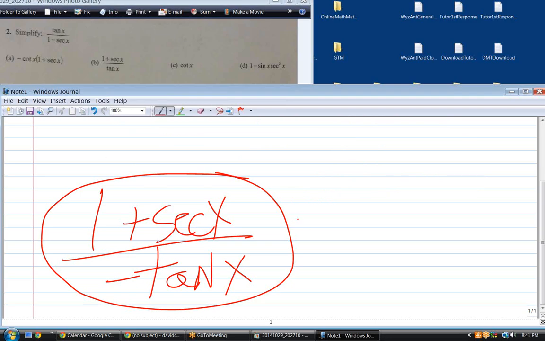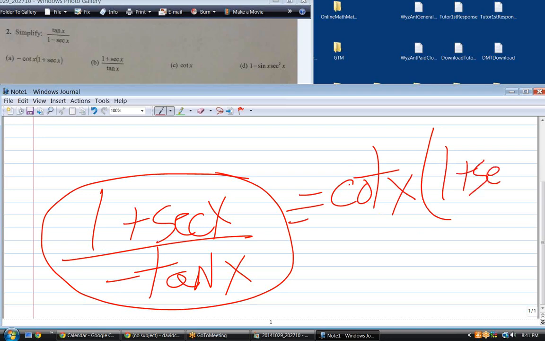Now, how do you turn it into A? Well, tan x in the denominator is the same as cotan x in the numerator. The negative stays with it. We still have the 1 plus secant x.